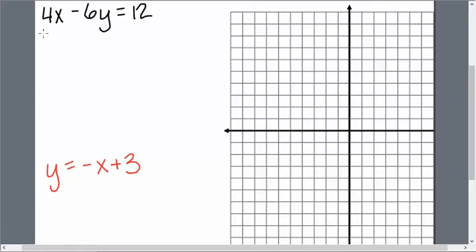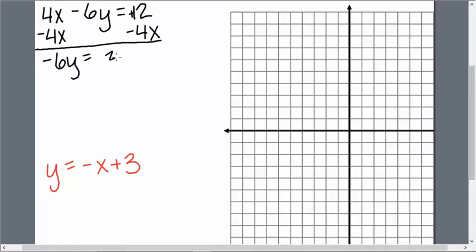little bit. So I'm going to move this 4x to the other side, minus 4x, and I'm going to use my little trick of sneaking a plus sign in so that I can switch them around. I've got negative 6y equals negative 4x plus 12. And I'm going to divide everything by negative 6.